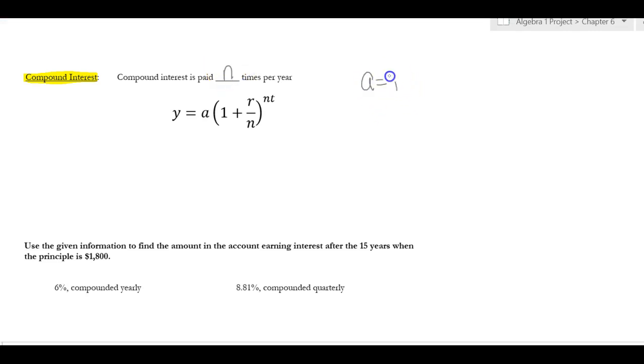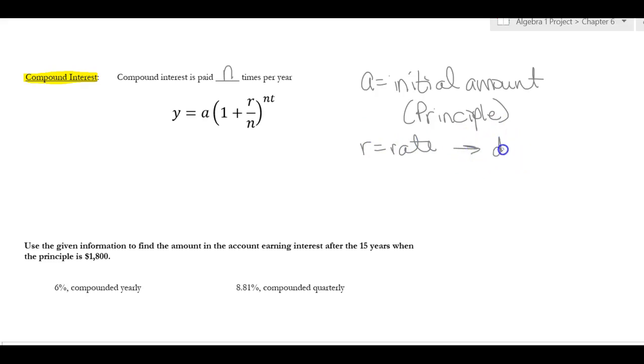So A is the initial amount, which is also known as your principal. R is your rate. Remember to write it as a decimal. N is the number of times per year. So if it's only compounded once a year, you can plug in 1, but it really doesn't make a difference. If it's just 1, you leave it there. And then T is time.